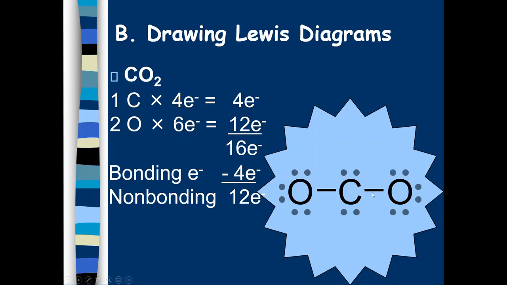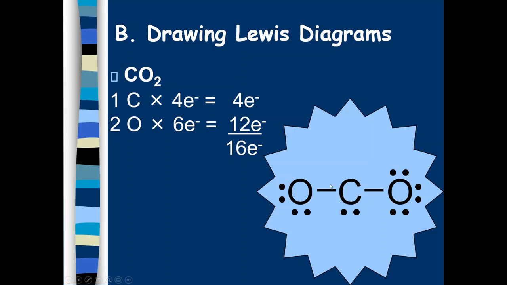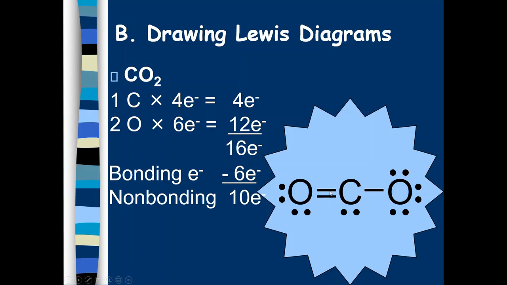So if I draw in all those electrons, I have 1, 2, 3, 4, 5, 6, 7, 8, 9, 10, 11, 12, 13, 14, 15, 16 electrons. That's more than the 12 electrons I'm allowed to add to my diagram. Step 5 tells me that if there aren't enough electrons to go around, I need to form double or triple bonds. So let's take away a few of these non-bonding electrons and instead replace them with a double bond between this carbon and this oxygen.